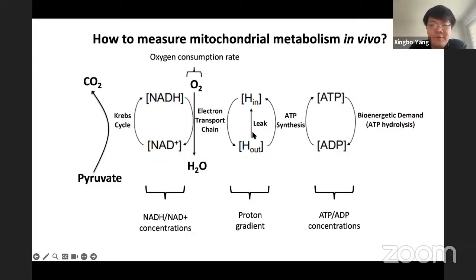And then the second cycle, you can measure this proton gradient across the mitochondrial inner membrane. And that is the proton motive force, okay? And then, of course, you can measure ATP concentrations or their ratios as well, right?